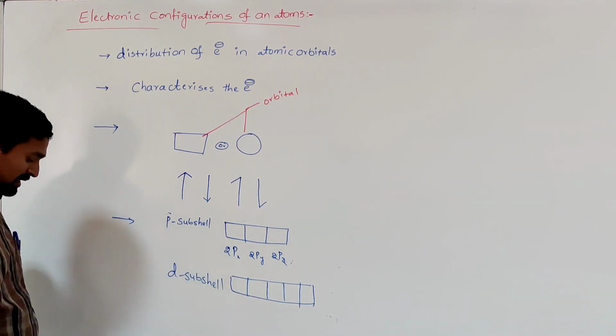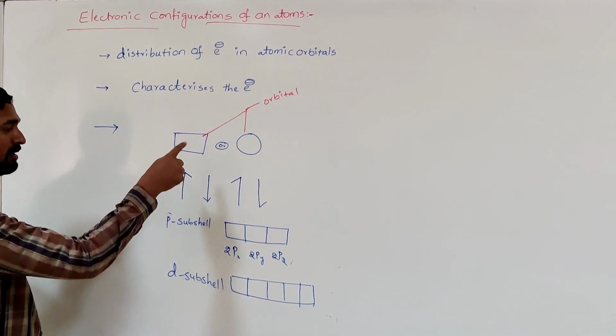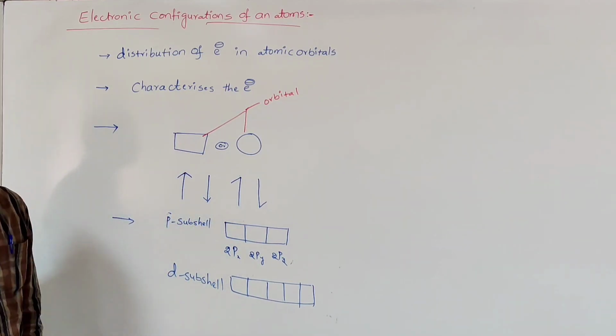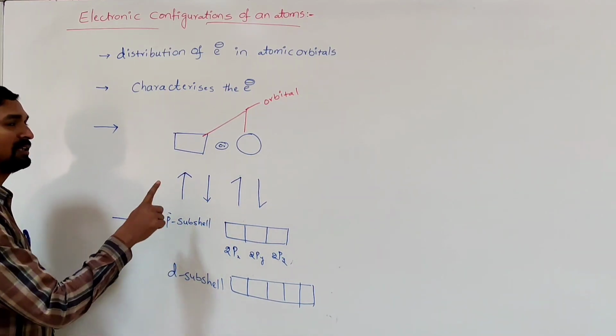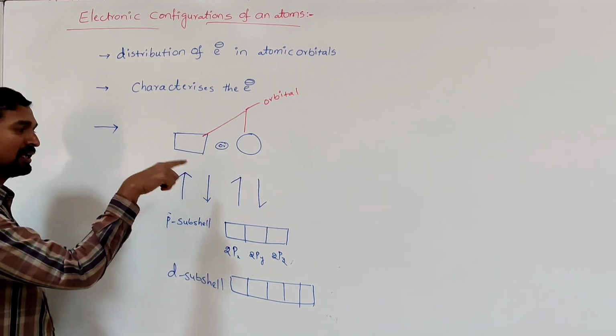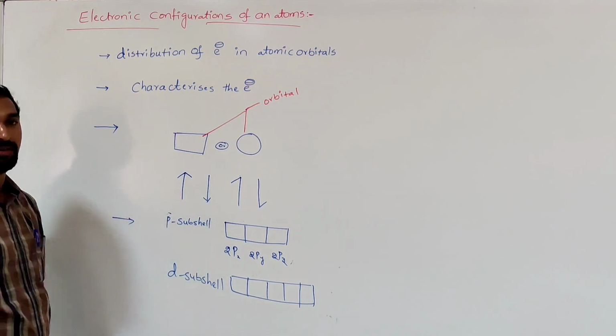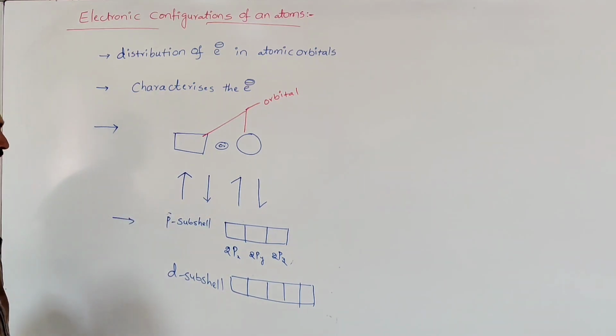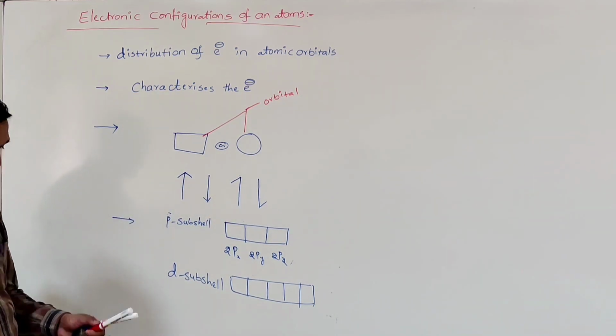So like that we can represent the orbitals with boxes, and the arrows represent the electrons. If the spin of an electron is plus half, the arrow is upwards. If the spin is minus half, the arrow should be downwards. Like that we represent the electrons in the electronic configuration.